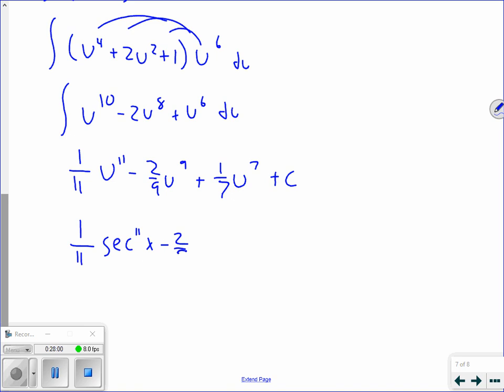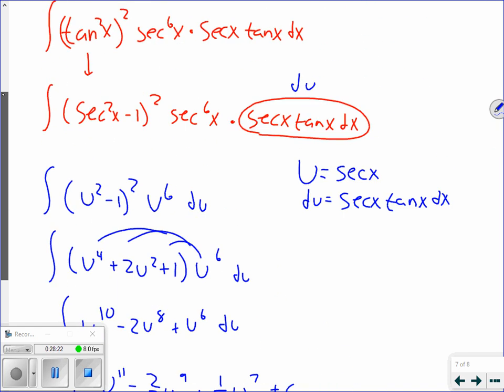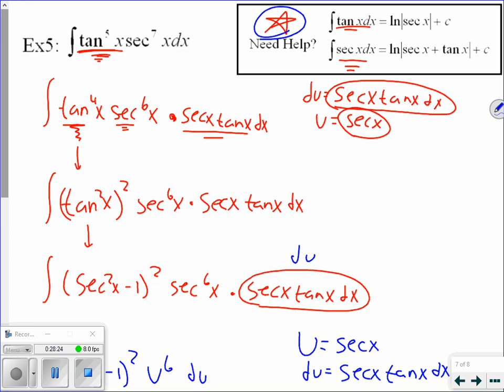So that's 1/11 secant to the 11th x minus 2/9 secant to the 9th x plus 1/7 secant to the 7th x plus c. And there you have it. That's it. Okay, so with a couple minutes left over, let's just recap here. We thankfully ended up not needing these integrals here, so that worked out pretty well for us. But sometimes they do pop up, and I've seen them pop up with these types of problems. So just keep those in the corner of your notes in case that issue ever does come up.